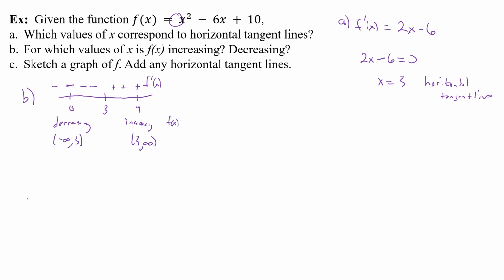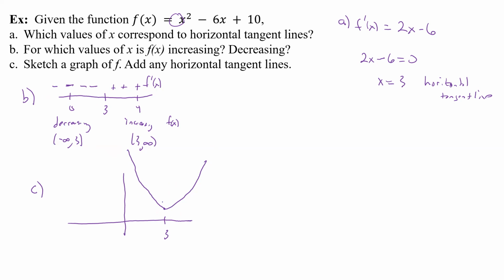Okay, so for C, we're supposed to sketch a graph. So we plug this in here. We know x equals 3, so again, that's going to be 3. It's decreasing from negative infinity to 3, and then it's getting bigger after that. And so let's say here is going to be our point. And so it's going to be increasing after that and decreasing on that side. So we're decreasing over here, we're increasing over here for our slopes, which is what this is showing. And so that's what our graph is going to look like.